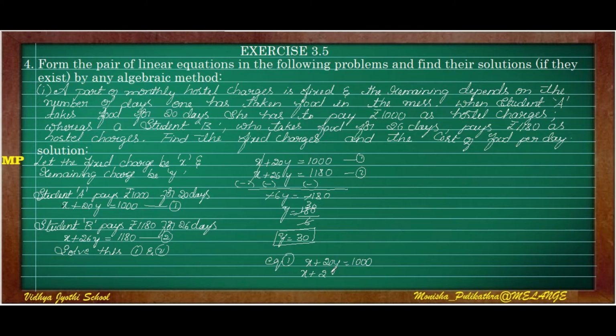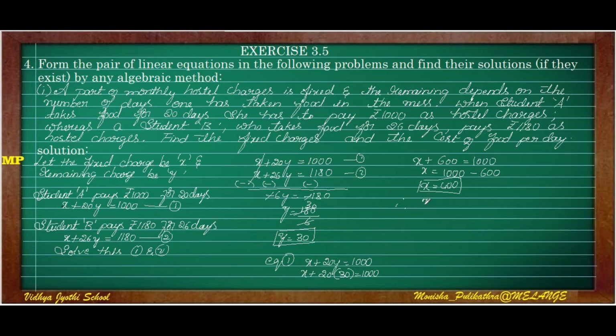So x plus 20 into y, which is 30, is equal to 1000. So x plus 600 is equal to 1000. So x is equal to 1000 minus 600, that is x is equal to 400. That is, the fixed charge of the hostel is 400.